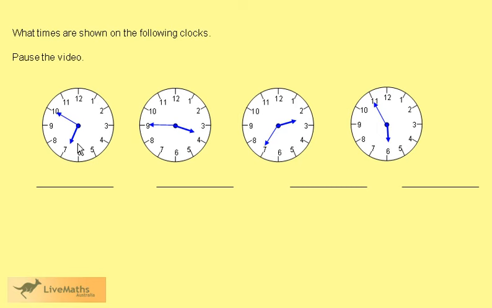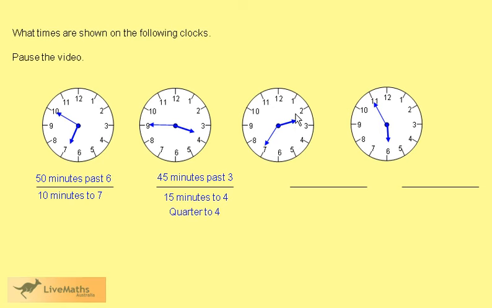If we look at this first one, we can see we're coming up to 7. So the last o'clock was 6, and we've gone round 10 numbers. So that's 50 minutes past 6, or since we're coming up towards 7, 10 minutes to 7. If we look at this time, we can see we're between 3 and 4. Since it was 3 o'clock, we've gone around 9 numbers. That's 45 minutes. So it's 45 minutes past 3, or 15 minutes to 4, also known as quarter to 4.